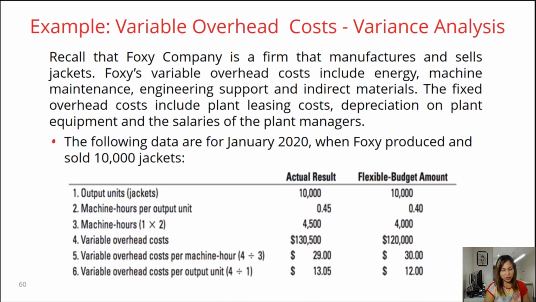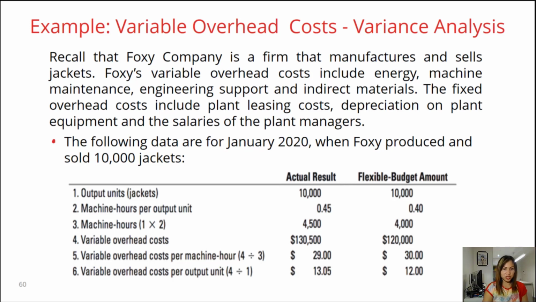For the example, we are still using the same company. Recall that Foxy Company is a firm that manufactures and sells jackets. Foxy's variable overhead costs include energy, machine maintenance, engineering support, and indirect materials. The fixed overhead costs include plant leasing costs, depreciation on plant equipment, and the salaries of the plant managers. The following data is for January 2020, when Foxy produced and sold 10,000 jackets.